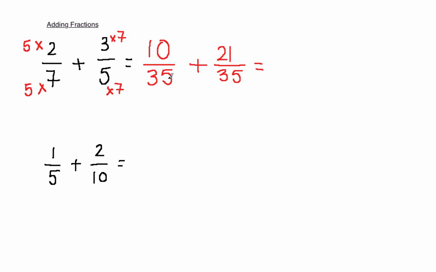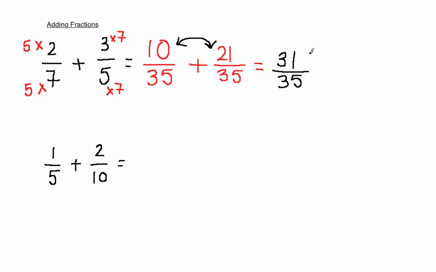Now that the denominators are the same, we can add these fractions together. A very important thing that you should remember is that you do not add the denominators. That remains the same. So I would advise you to write that down straight away before you do everything else. Something over 35. And now add the numerators together. 10 plus 21 is 31.